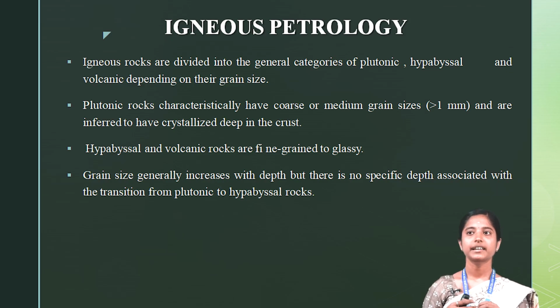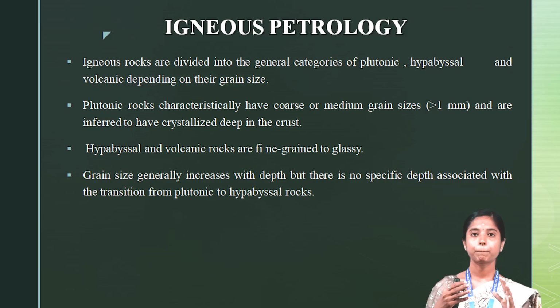Next, the grain size of an igneous rock is determined in part by the cooling rate of the magma, and this is a function of both the magma temperature and the ambient temperature of the rocks into which the magma was emplaced.